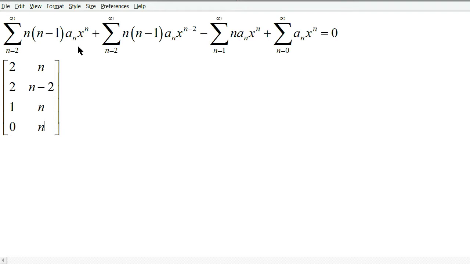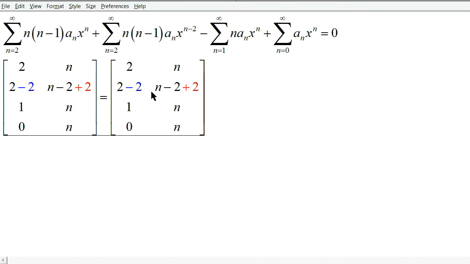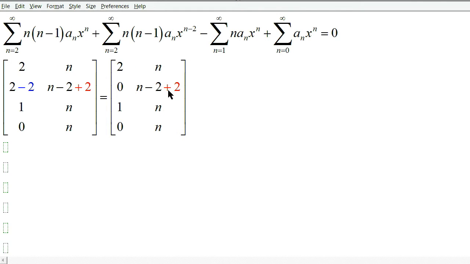So our first goal is to make all the expressions here n. So what do I have to do to make this n? All I have to do is add 2. The plus 2, and whatever I do here, I have to do the opposite here, minus 2. Now I'm going to rewrite this matrix and call it the final matrix. What I'm going to do is just simplify the left column. I'm going to keep this plus 2 here for later on, and you'll soon see why.